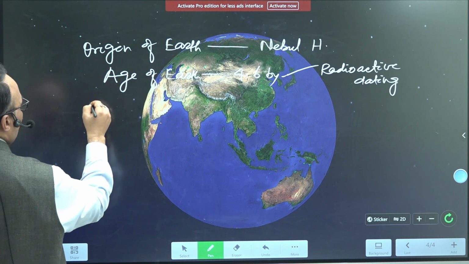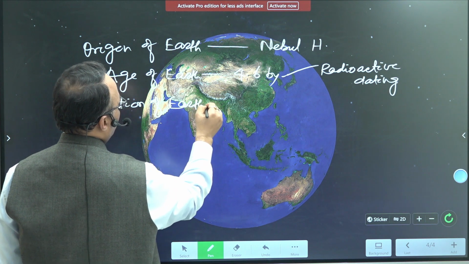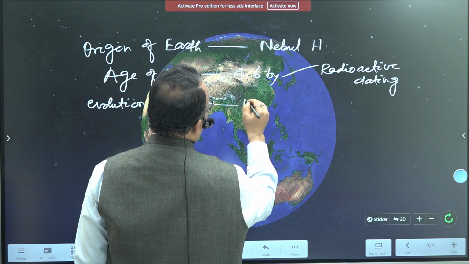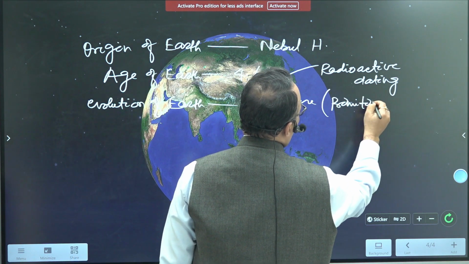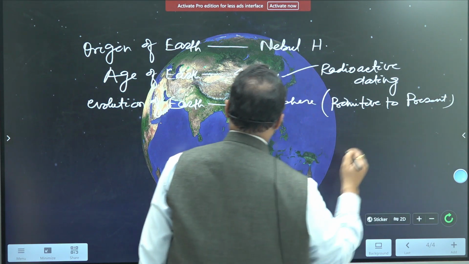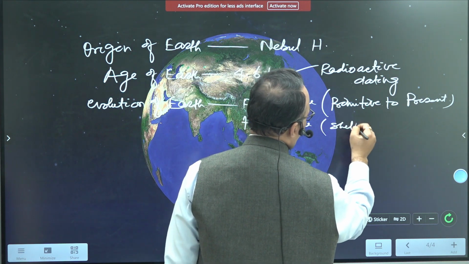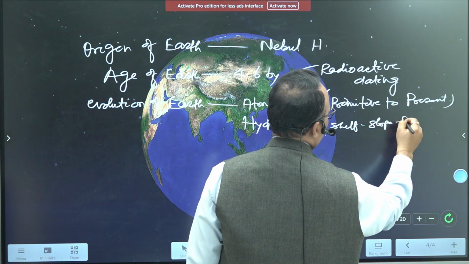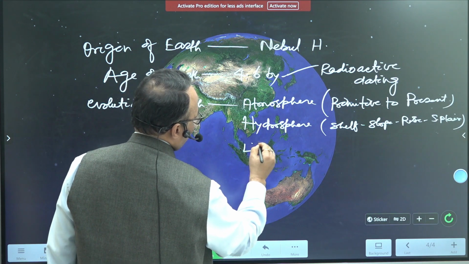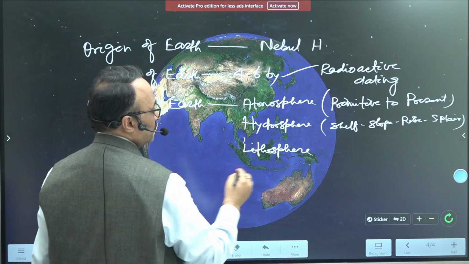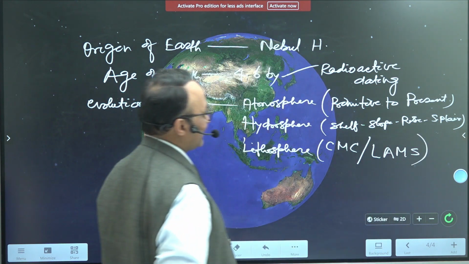Then, in evolution, I gave you the concept of atmosphere, from primitive to present. Then the hydrosphere, and I told you about the different portions of the hydrosphere: shelf, slope, rise, and deep sea plain. Then I told you about the lithosphere. So crust, mantle, core, and lithosphere, ionosphere, mesosphere, and barysphere. So these are the layerings inside the earth.